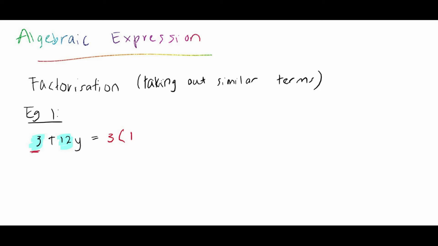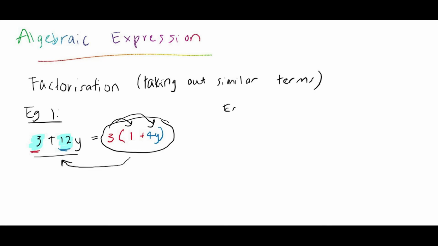And what I mean by taking out is divide. So 3 divided by 3 will give you a 1. And 12 divided by 3 will give you a 4. And don't forget, you still have the y left. So that's it. That's the answer. And if you want to check, you can always expand back the bracket and ensure that you get back the original expression, then you are right.